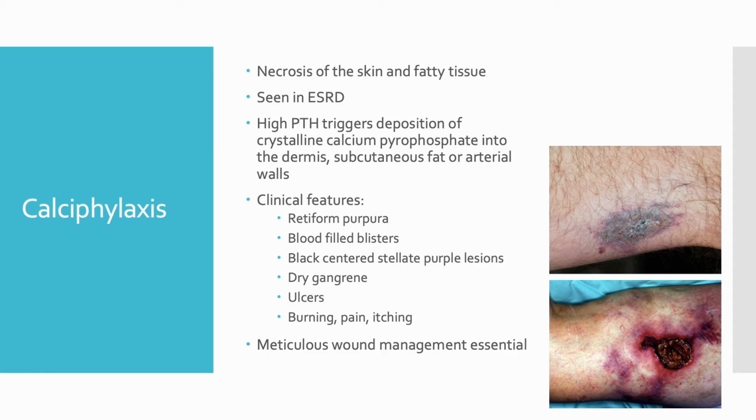Calciphylaxis is one of the feared complications of end-stage renal disease, particularly in those undergoing dialysis. It results from calcification of the small arteries in the skin, but calcification also occurs in other internal organs. It'll present as areas of livedo reticularis, so a reticulate, livid eruption which is tender, and fairly quickly that will extend and ulcerate, producing gangrene. It carries a very poor prognosis.